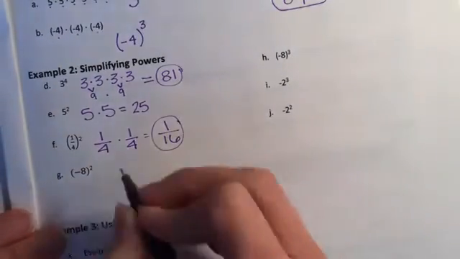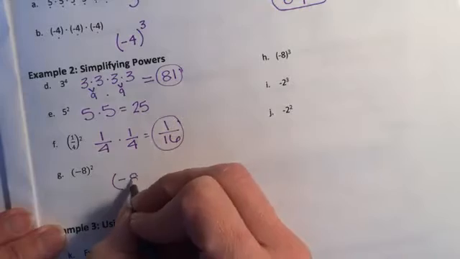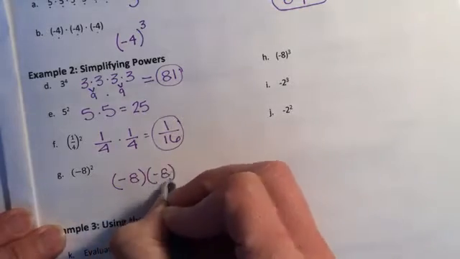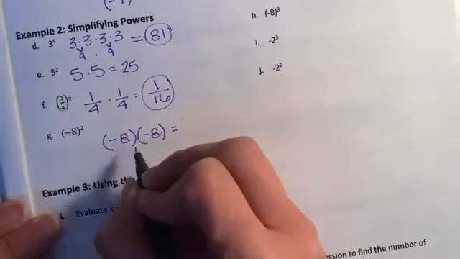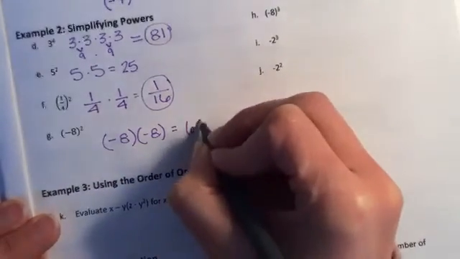Letter G, we have -8 times -8. Negative times a negative gives me a positive. 8 times 8 is 64.